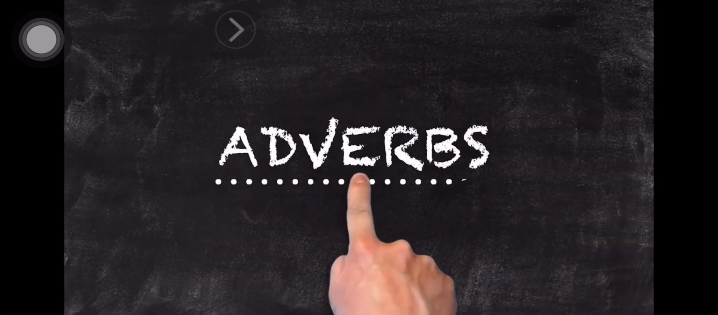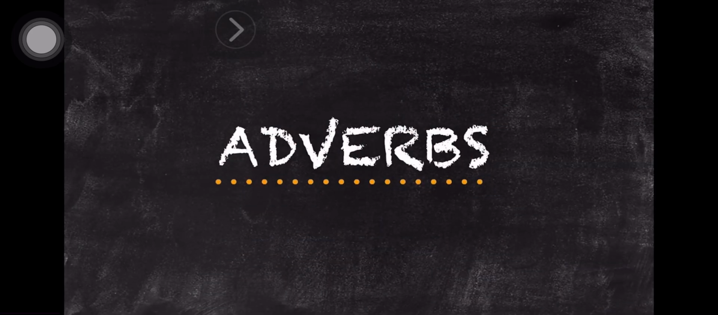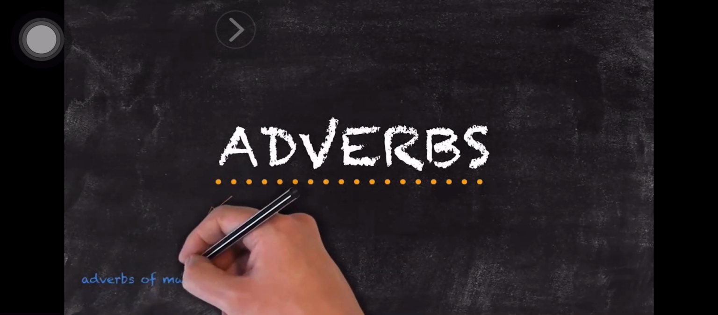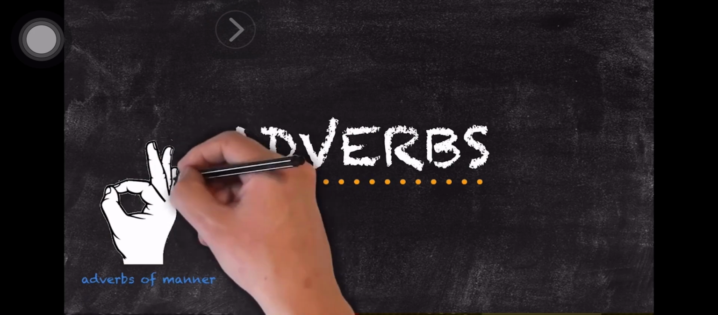Now let's move on to our adverbs. Rather than describing nouns, our adverbs describe our verbs. There are four types of adverbs when describing verbs. They are manner. These describe how things are done. Two examples are quickly and cleverly.